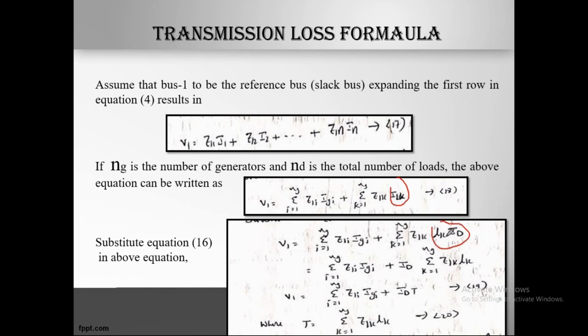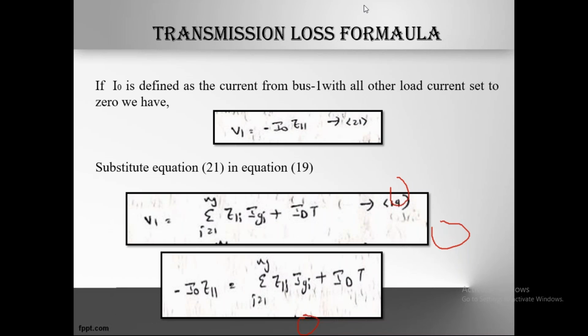So from this, if I take the ID, the remaining term I can consider as T. T is nothing but the symmetrical impedance value at the kth bus. That's why I'm assuming a letter called T. So T is equals to Z1K into LK. Up to this we discussed in the last class. Now the continuation is today, sir.